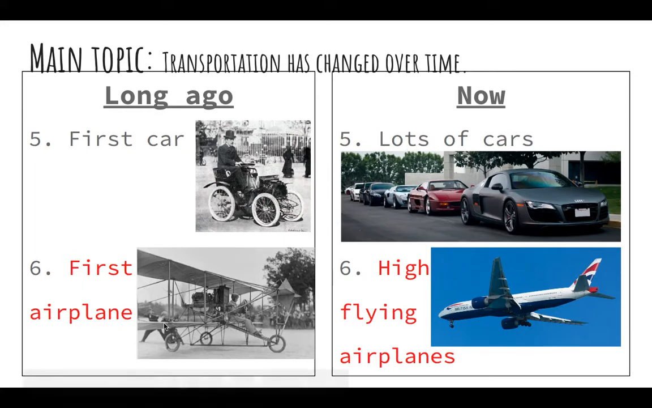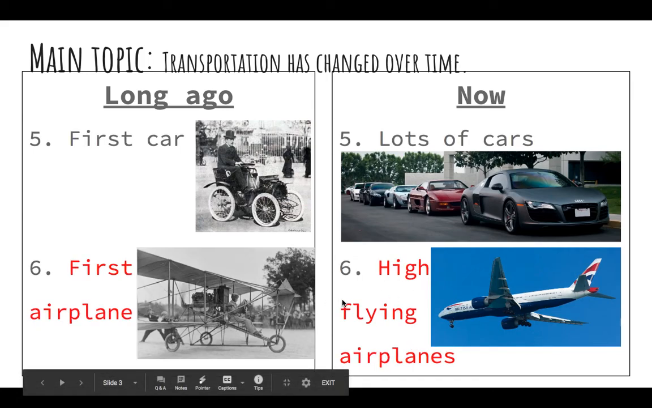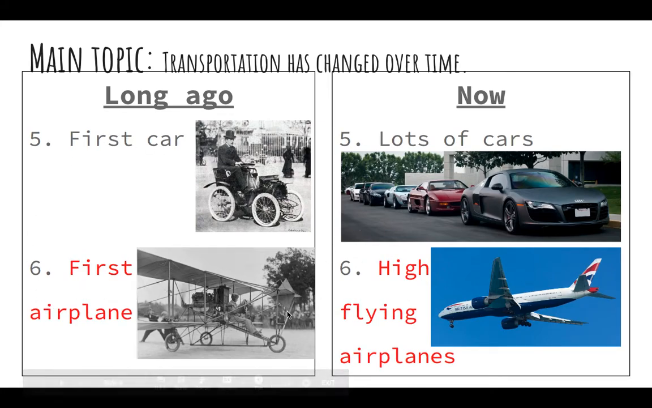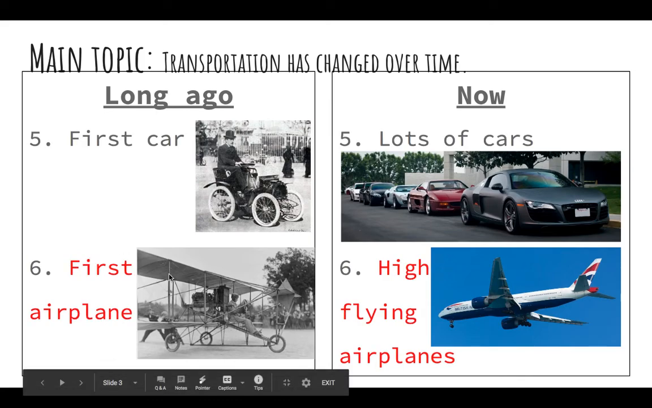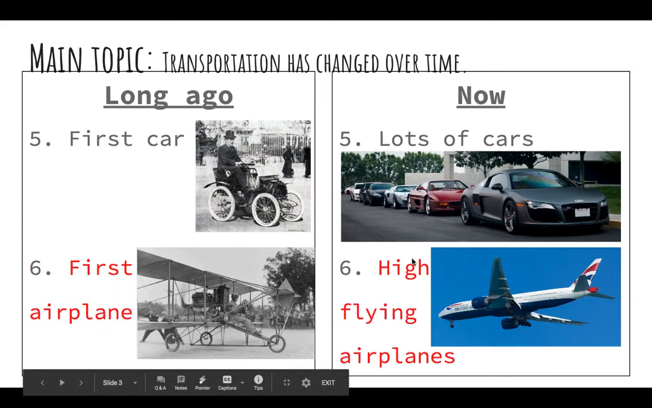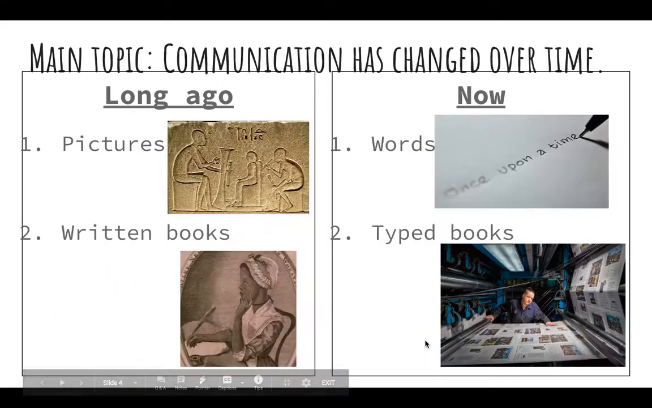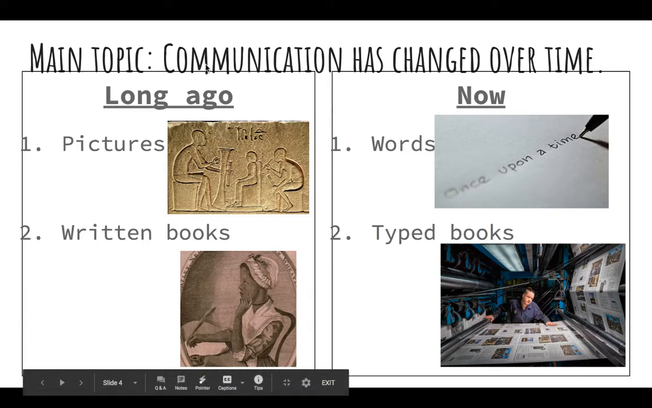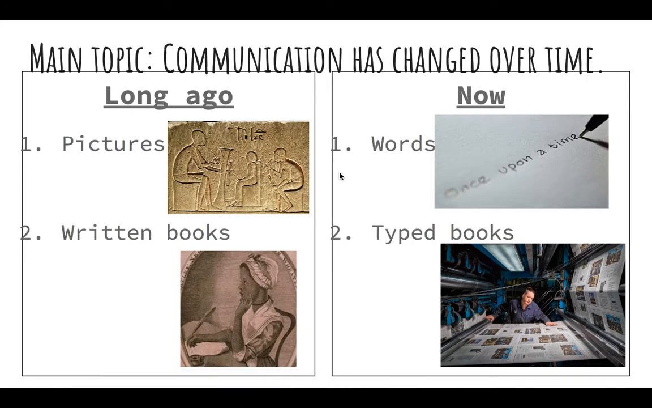And now these are in red, friends, and if you remember since last time, the red ones are what Miss G's gonna pick. So these you guys cannot pick. Sorry about that, but we have a lot of options for you guys to pick from, okay? So Miss G's gonna say something like, long ago there was the first airplane. Now there are high-flying airplanes. Now, this is for communication has changed over time. I'm giving you the choice of transportation or communication, okay?